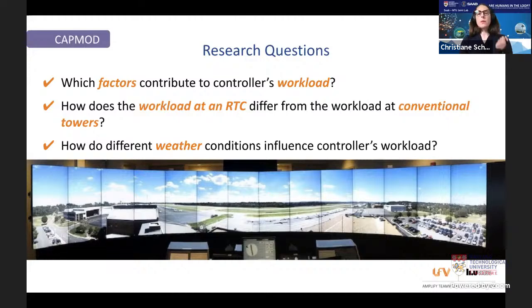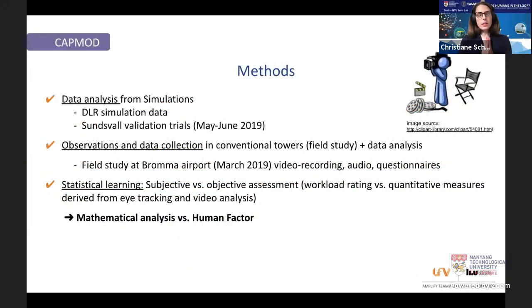So let's go into answering the first questions, but first let's look into what kind of methods we used to actually answer those questions. For one, we looked at simulation and analyzed data that we obtained from simulations. On the one hand, there was simulation data that we kindly obtained from our colleagues at DLR, and we analyzed that data together. There was some older simulation data. We also used Sundsvall validation trials data, which our colleagues from LFV kindly provided for us, and that was recorded in May and June of 2019.